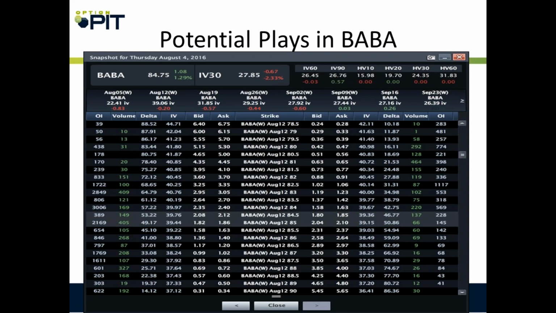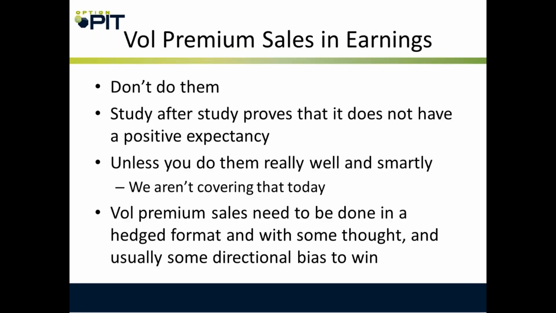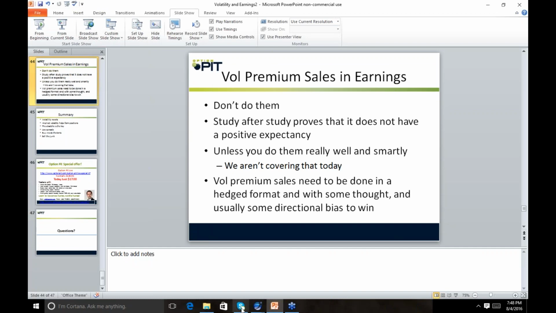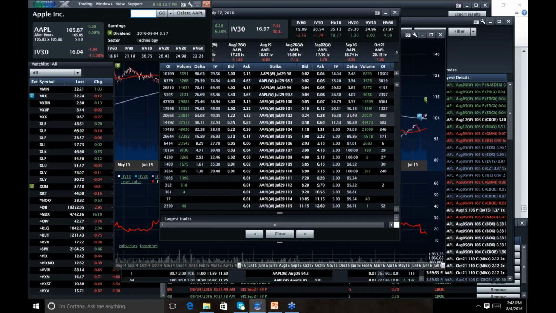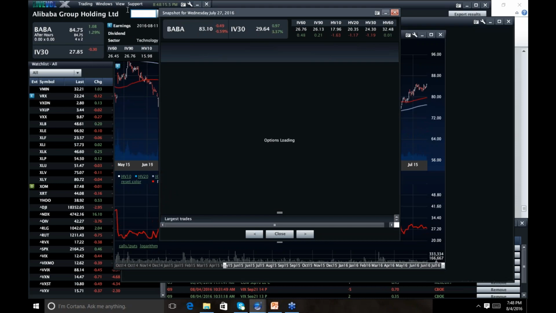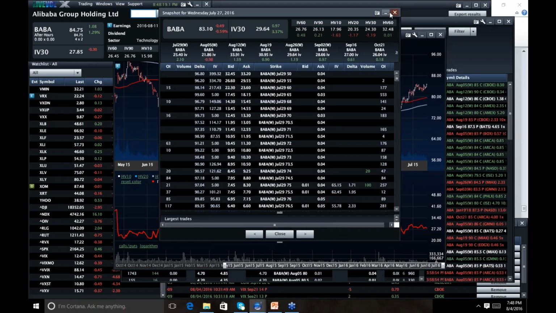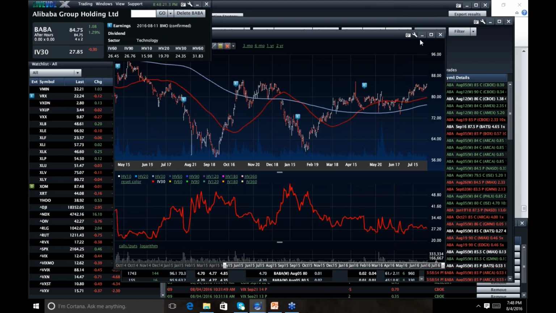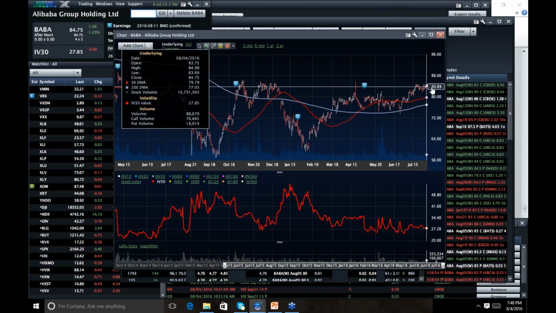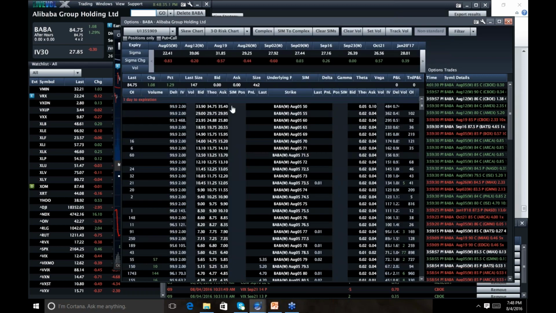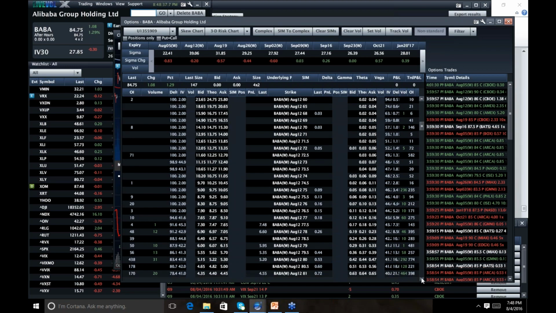Is a broken wing fly similar to an iron fly? No. A broken wing fly has strikes that don't line up evenly. So let's take a look at Alibaba and look at what we might do. My feeling is, as I look at this rally, and I look at the total lack of any volatility in Alibaba, that they're not looking for a big move. 39% is probably too cheap.